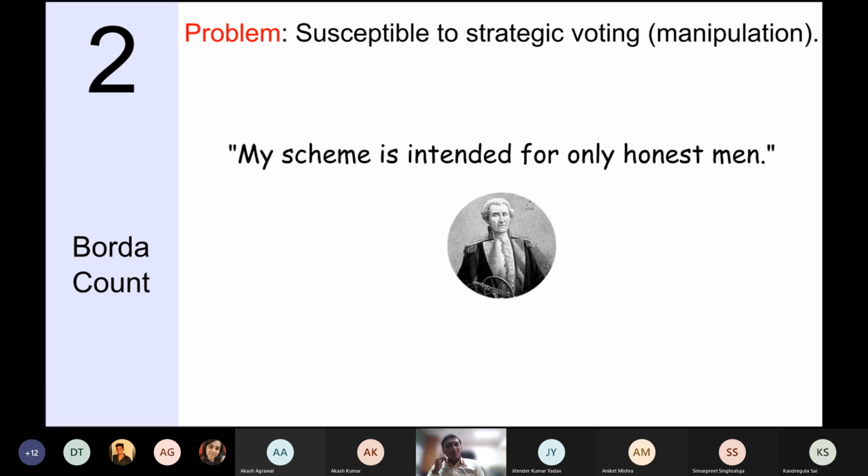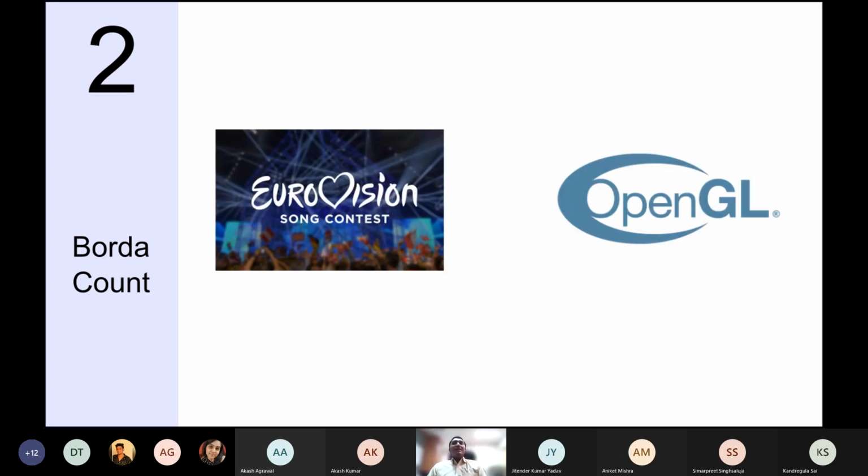So Borda knew about this problem, and his response was that my scheme is intended only for honest men. Well, that's one way to deal with life's problems. In the next few lectures, we are going to look at a more principled approach of dealing with manipulation. Anyway, Borda also has some applications. It's used in the Eurovision Song Contest, I don't know if people are familiar with this, and in the OpenGL library in selecting what features to use.